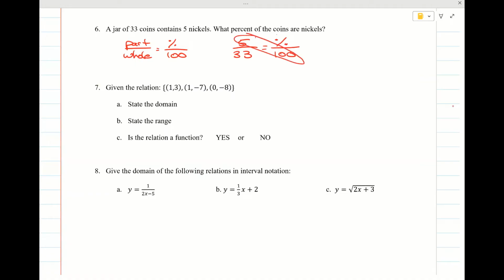So if we cross multiply and use x for the percent, we would get x is equal to about 15.2%.